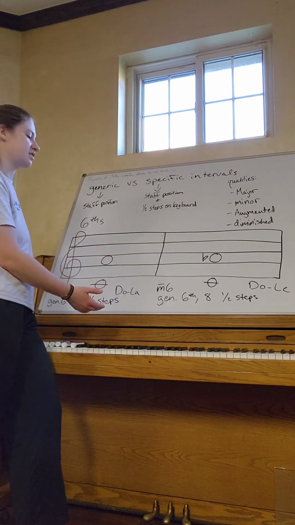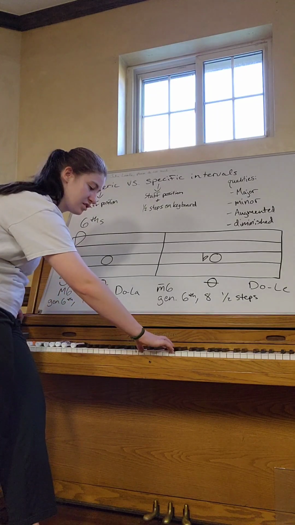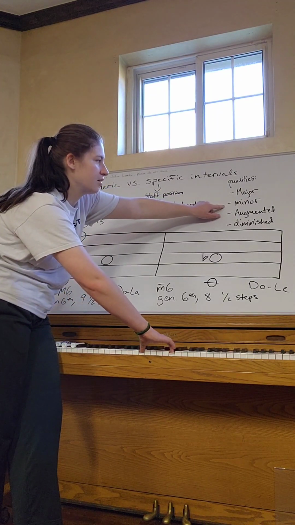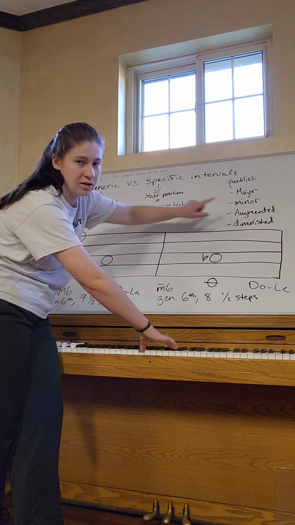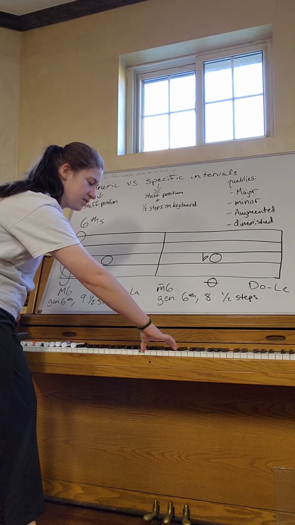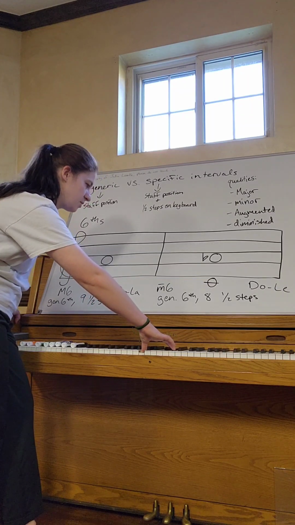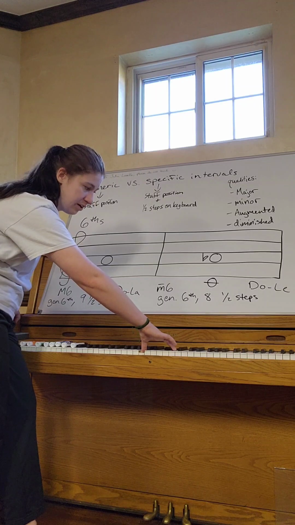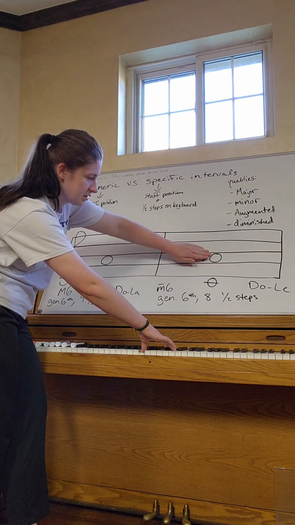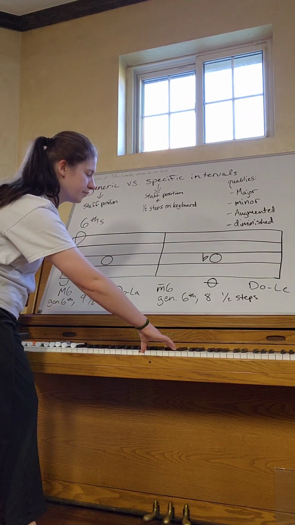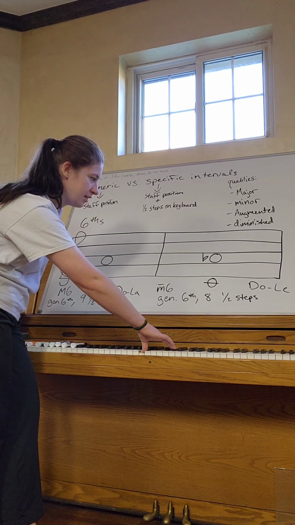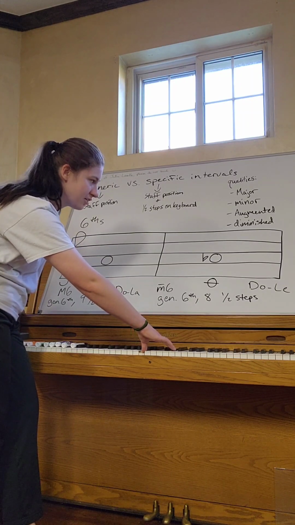Looking at a minor sixth, it's a major sixth, but remember, you can make a major interval into a minor interval by lowering it by a half step. So instead of 9 half steps, it's now 8 half steps. It's still a generic sixth. If you take away the accidental, it's still a sixth, but because we're getting into specifics, we're acknowledging the flat there, and we know it's a minor sixth.